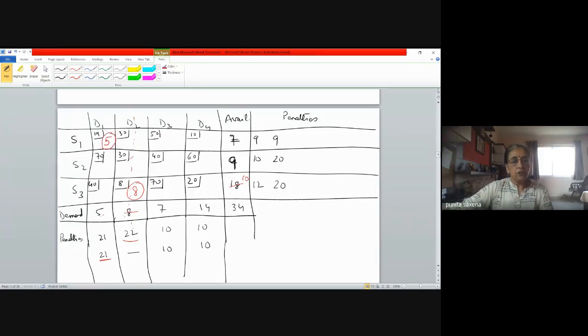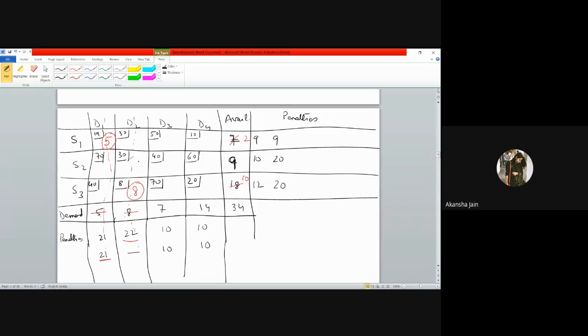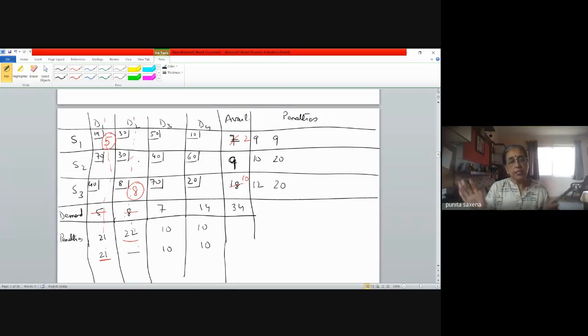So now we adjust the supplies and demands and we strike off whatever row or column has been exhausted. Is this clear? Yes, because we have to repeat. We have to repeat this process till all the allocations have been made.